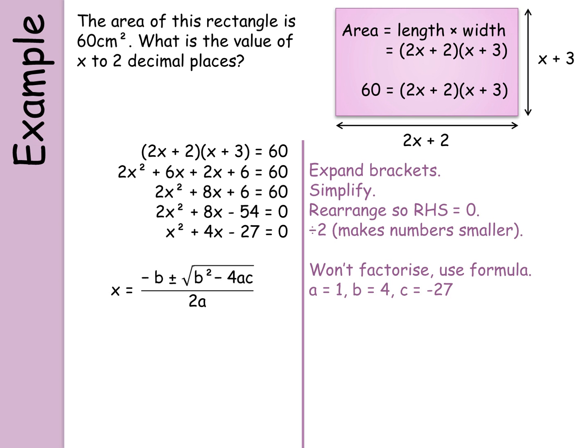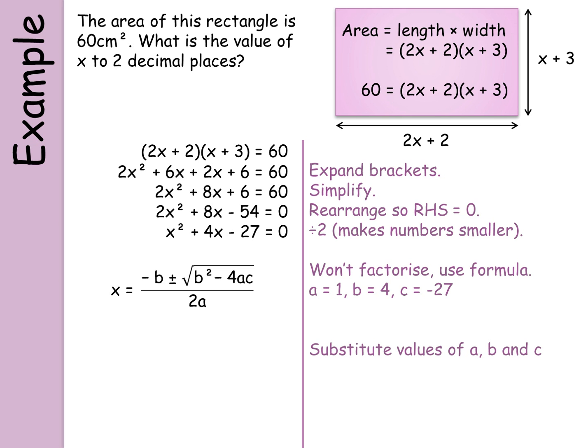I now need to work out what the values of a, b and c are. Remember, those are just the coefficients, so the numbers in front of x squared and x, and then the constant term, which is the number that's on its own. So a is the coefficient of x squared, so that's just 1 here. b is the coefficient of x, so that's 4. And c is the constant, the number on its own, that's minus 27.